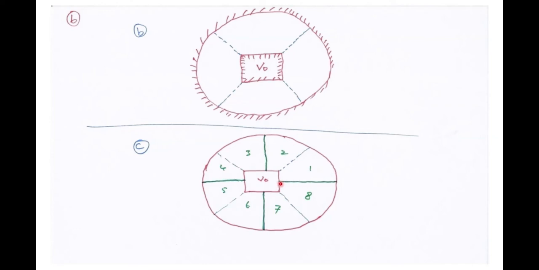Which we have denoted by, or highlighted by, green lines in figure C. So the total number of big flux tubes becomes 1, 2, 3, 4, 5, 6, 7, 8. So we have actually divided the space in between the two conducting boundaries into 8 big symmetrical flux tubes.